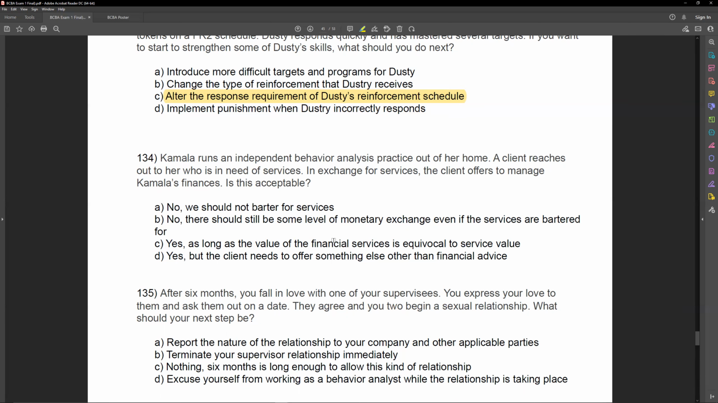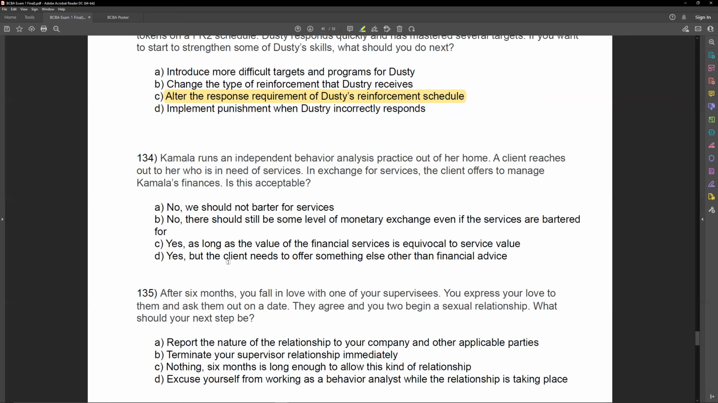If there is a giant discrepancy between the value Kamala is providing and the value the client's providing, that might create some sort of conflict of interest, right? It might create tension, okay? It might create ethical issues. So we want the barter value to be as equal as possible. So as long as the financial advice Kamala is getting is equivocal to the services Kamala is providing, it is perfectly acceptable. C looks like our answer.